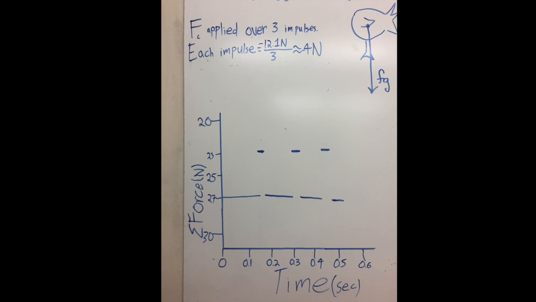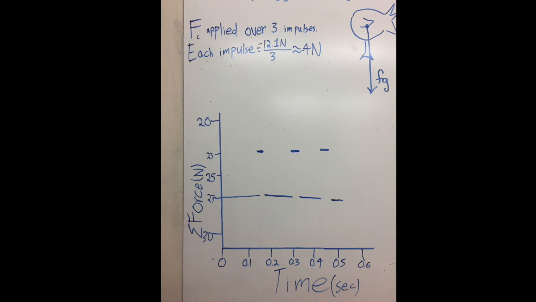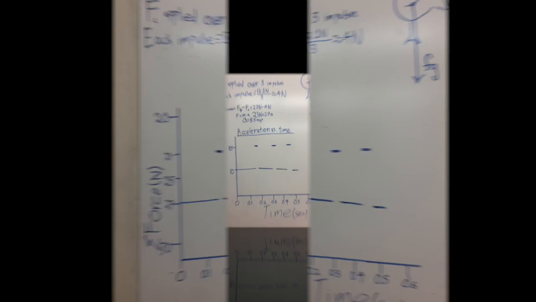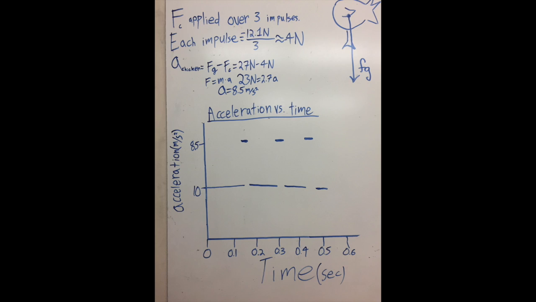Continuing to look at this problem through a force lens, one can see that the constant force of gravity is 27 newtons, and the force of gravity plus the force of the impulses provided by the chicken is 23 newtons. So those are the two possible sums of forces that we have here. The sum of force will always be 27 newtons unless there's an impulse, and that's the spikes we can see that were created by the impulses just for a short amount of time. The 4 newton difference was found by taking the 12.1 newtons we found and dividing it by 3 impulses to get 4 newtons. 27 minus 4 is 23 newtons.